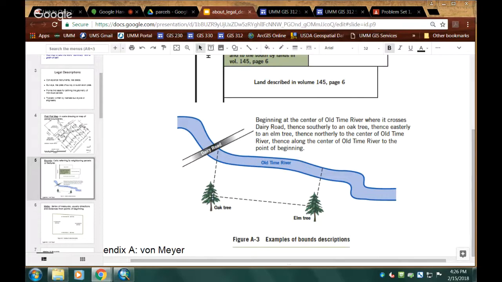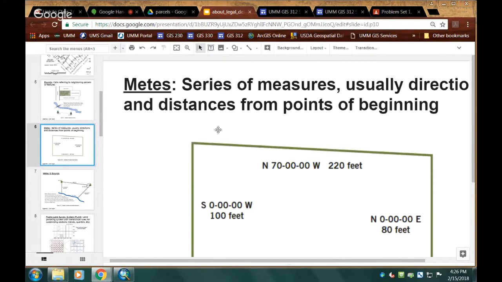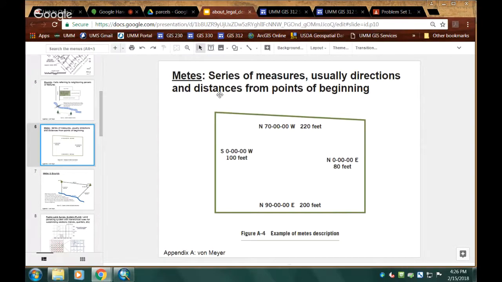You've probably heard the term metes and bounds. And so metes are measurements. Metes are a series of measurements, usually directions and distances from points of beginning. So a survey or a deed will describe a point of beginning, and then say 100 feet south by west, south is 0 by west, and I'll show you how these things work. Thence, north by west 70, and so on, until you come back to the point of beginning.